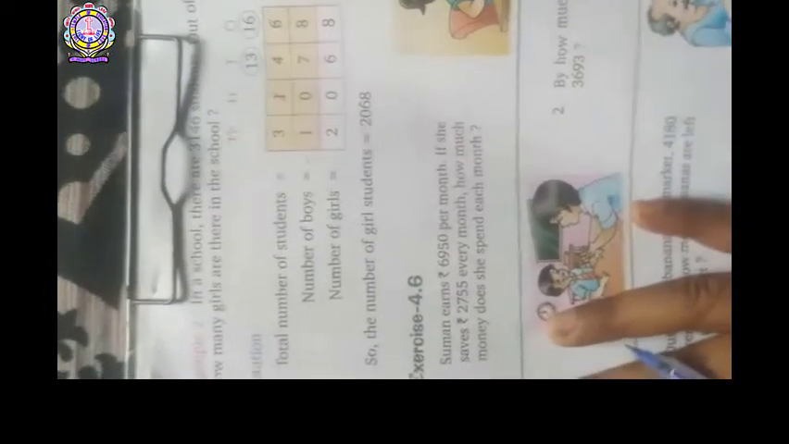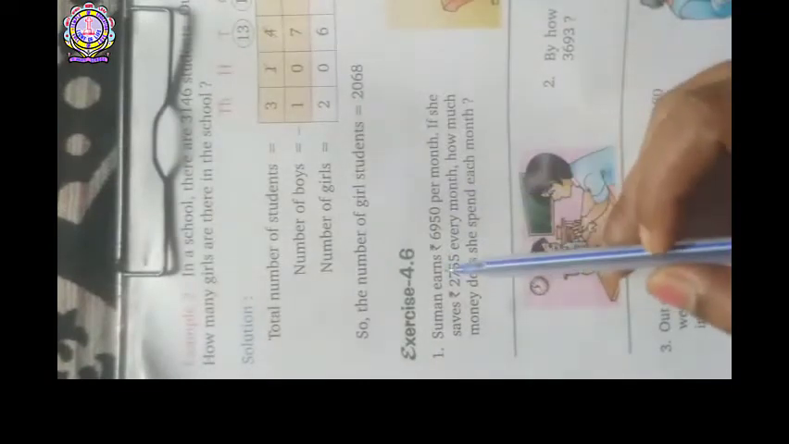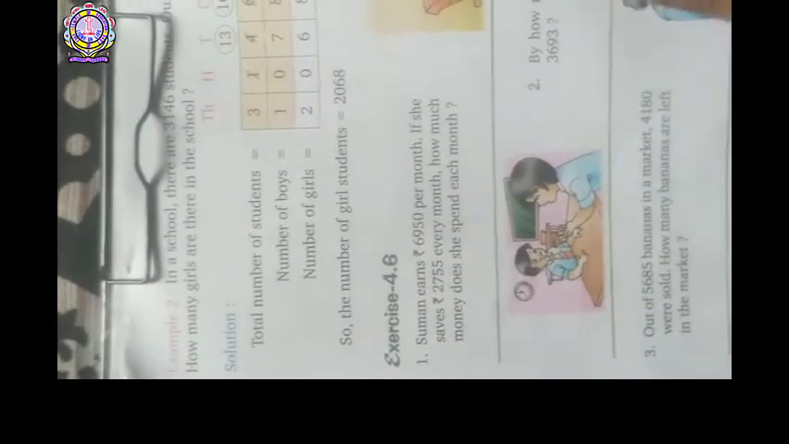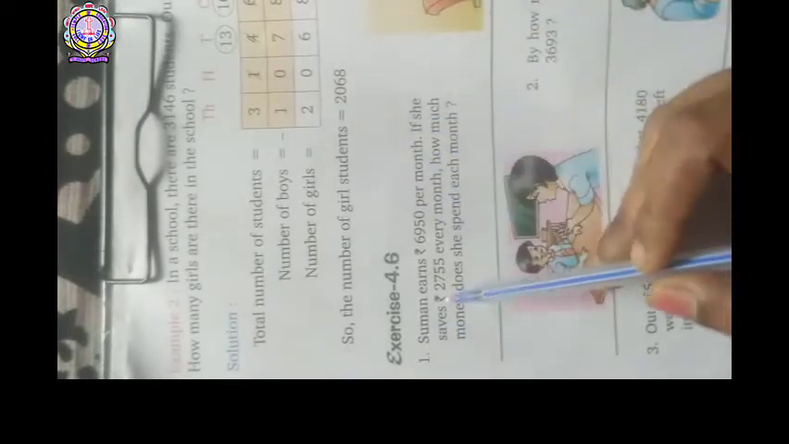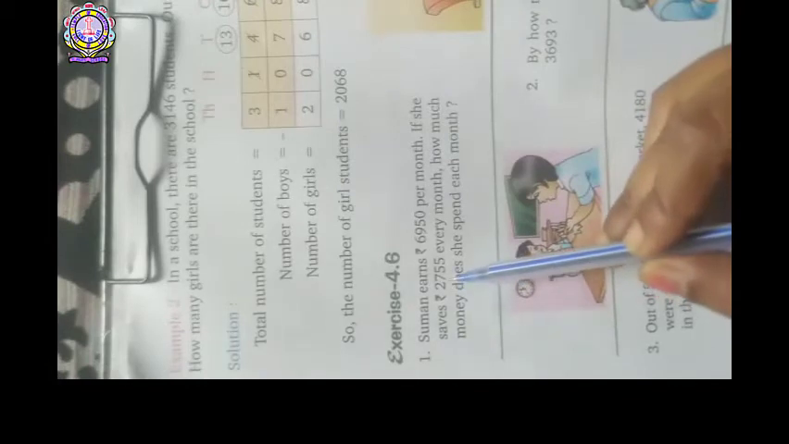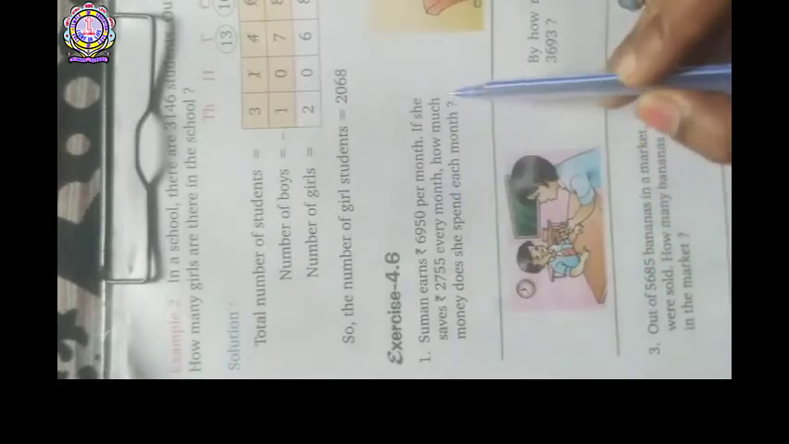Okay, Suman, pause it and take a screenshot. Question number 1. Suman earns 6,950 per month. If she saves 2,755 every month, how much money does she spend each month?